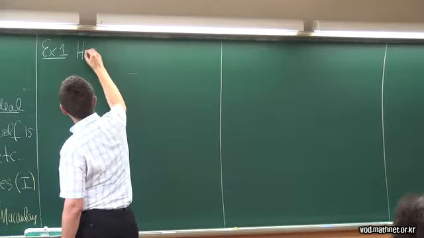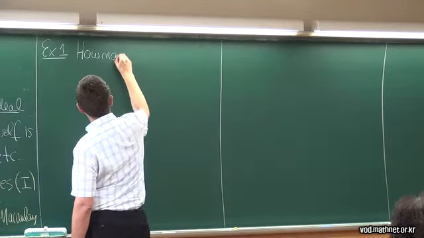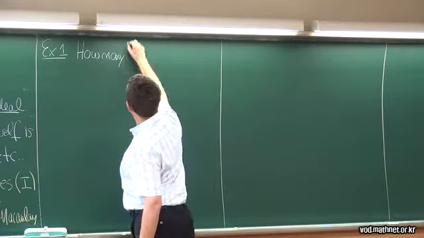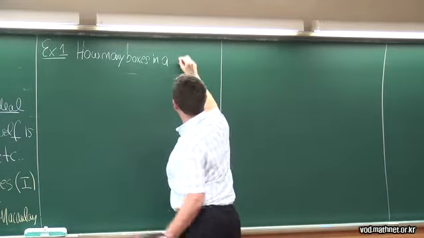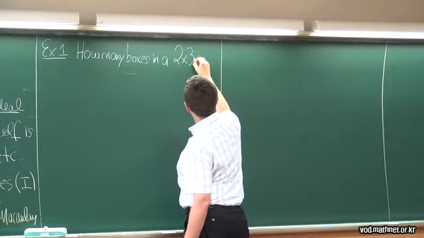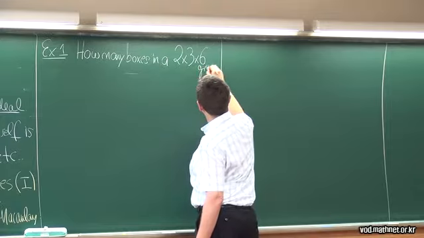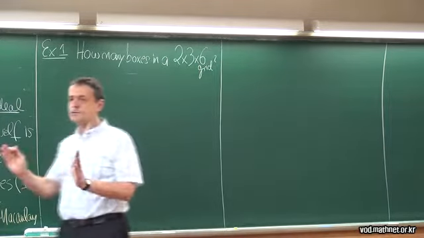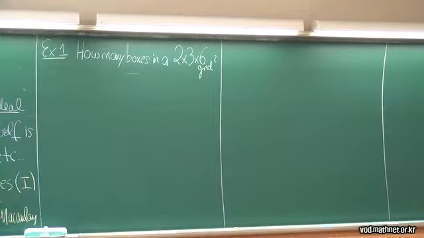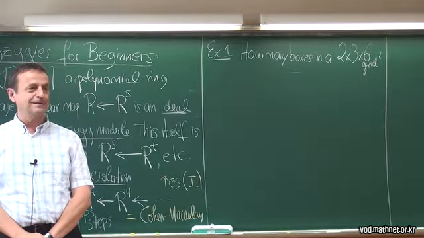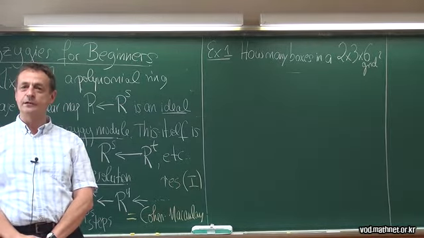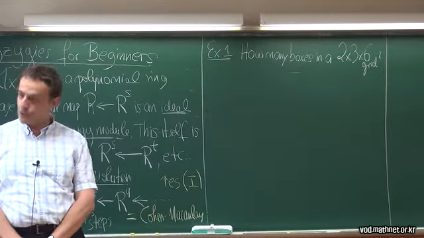So let's ask a kindergarten question. How many boxes are in a 2 by 3 by 6 grid? Okay, so a child has some cubes, right? They play with little cubes, and they put cubes together to make a big brick, right? And it's a brick of length 2 by 3 by 6. How many little blocks does the child use? Okay? Well, the answer is 36, right?